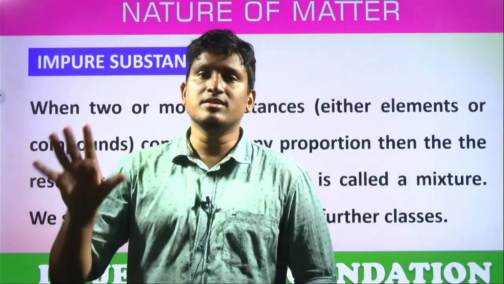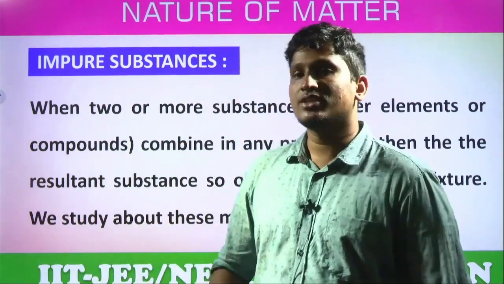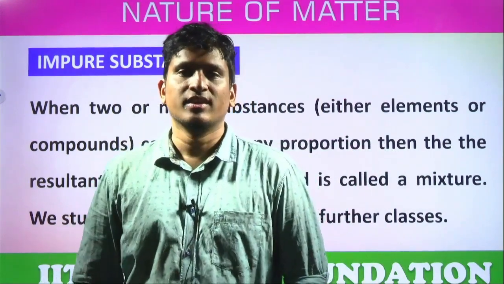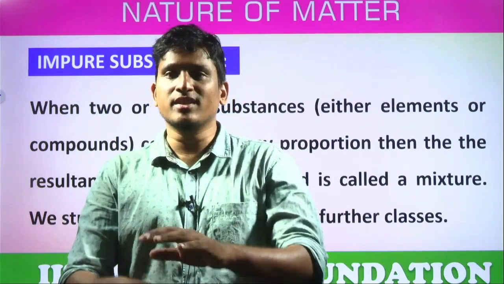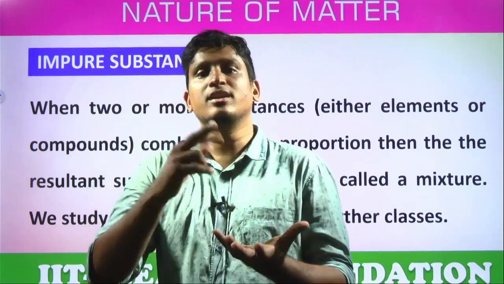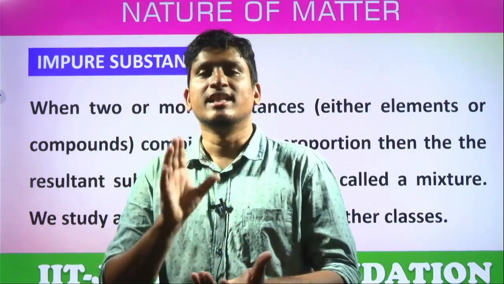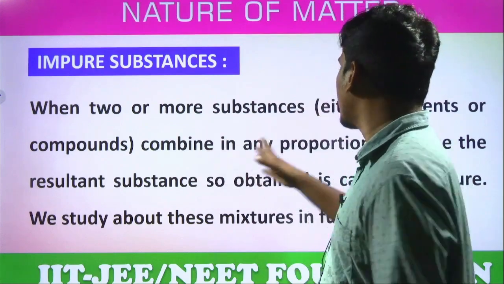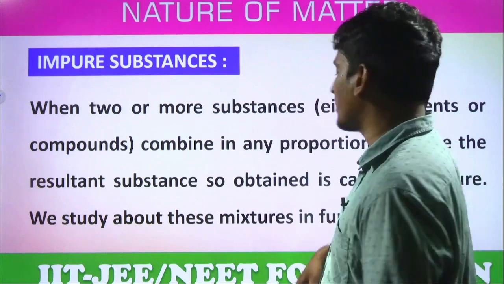Next, the last type of chemical substances. About this we have much discussion in the next chapter, but I'll give the clarity. Impure substances. What does it mean by impure substances? Like salt added into water. Is it pure or impure? It is impure. Why? Because different substances are there, with different properties. Yes or no? If any solution has different properties, with two or more substances present in it, that is called a mixture. So when two or more substances combine in a proportion, the resultant substance obtained is called a mixture. We study mixtures in later classes.